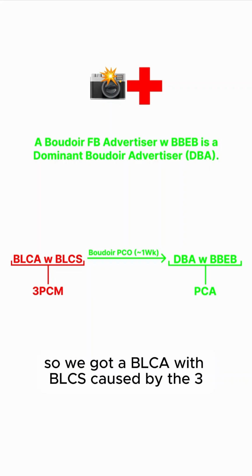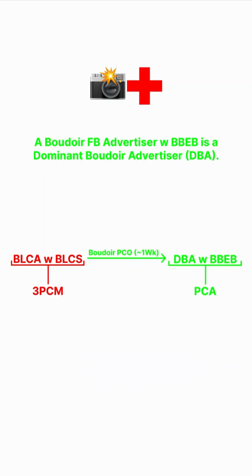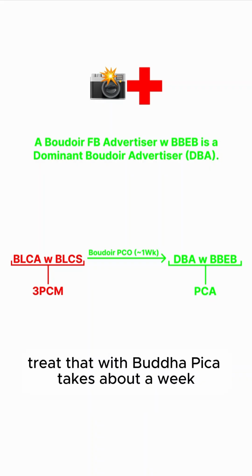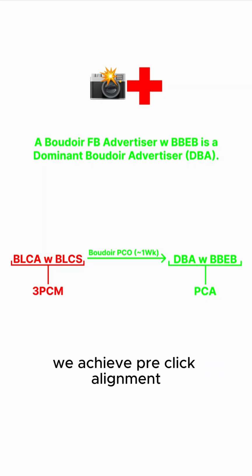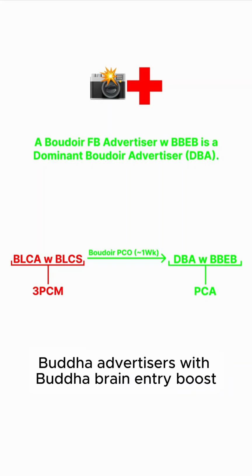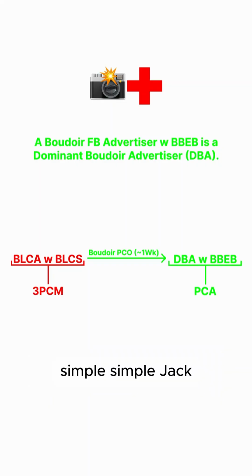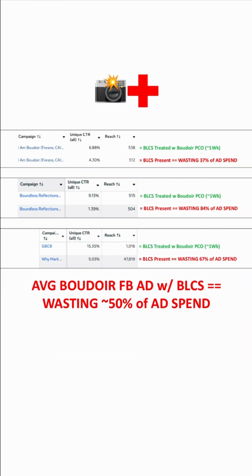So we got a BLCA with BLCS caused by the 3 pre-click mistakes. Treat that with Boudoir PICO. It takes about a week. We achieve pre-click alignment. We become dominant Boudoir advertisers with Boudoir brain entry boost. Simple, Jack.